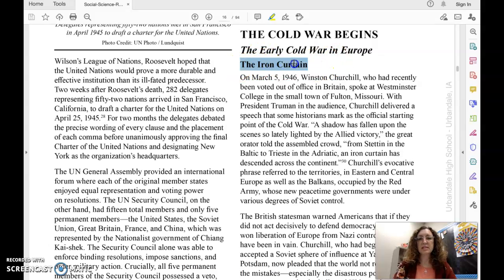Now, we've heard this phrase, the Iron Curtain, numerous times, right? This comes from this 1946 speech from Winston Churchill. President Truman is actually here at this speech, which takes place in the United States at a college town in Fulton, Missouri. And the phrase that's quoted all the time from Churchill is, "A shadow has fallen upon the great scenes, so lately lighted by the Allied victory. From Stettin in the Baltic to Trieste in the Adriatic, an iron curtain has descended across the continent."